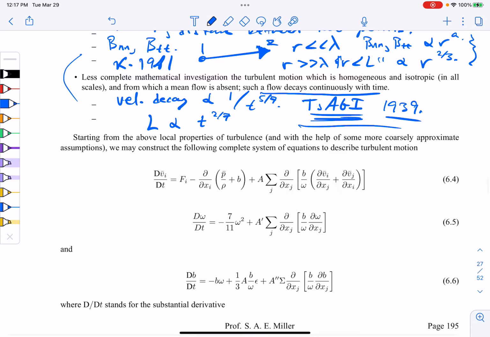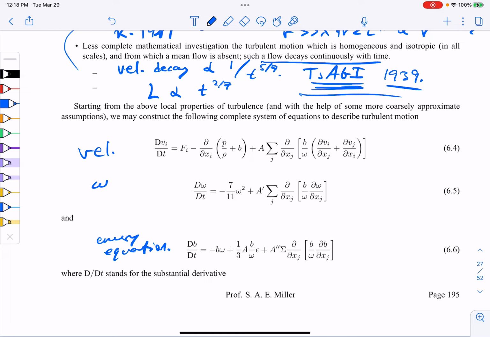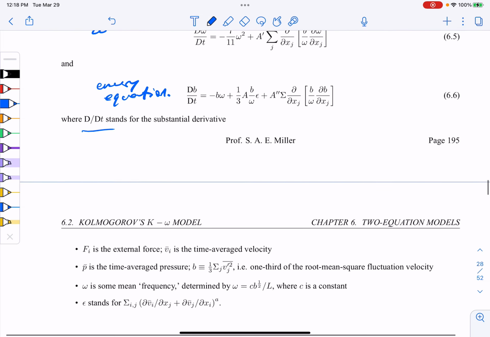of equations, and this is the system from his paper, the exact equation. So once again, this is a velocity equation. This is your omega equation, which is specific dissipation in space and time, per unit space and time. And this V is basically your energy type equation. So instead of how we typically write K, he had B here. D/dt, once again, is the material or total derivative. And I defined a few of the things here.